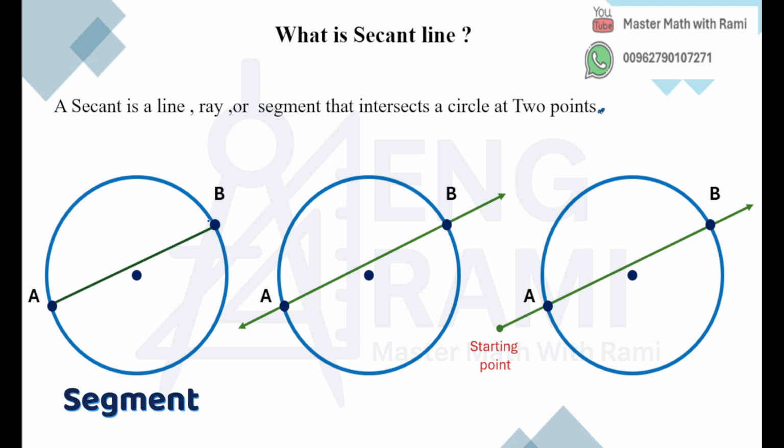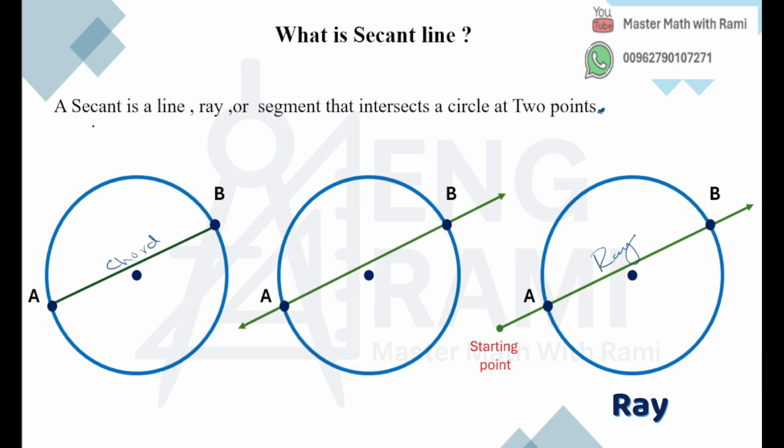This is a segment since it has a starting point and ending point. Also, we can define it as a chord. This is a segment. This is a line, since it has undefined starting point and undefined ending point. And the last case, this is a ray, since it has a defined starting point from here and an undefined ending point.